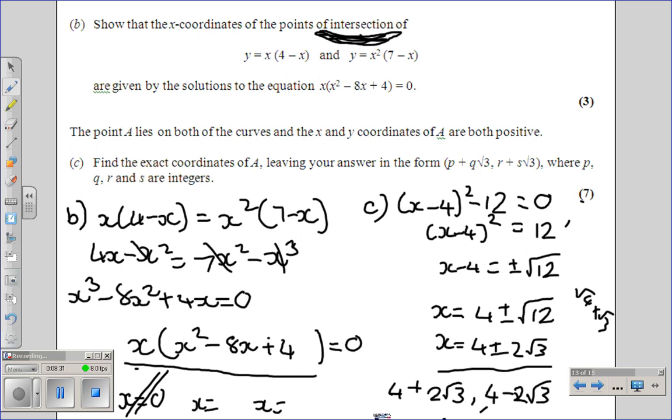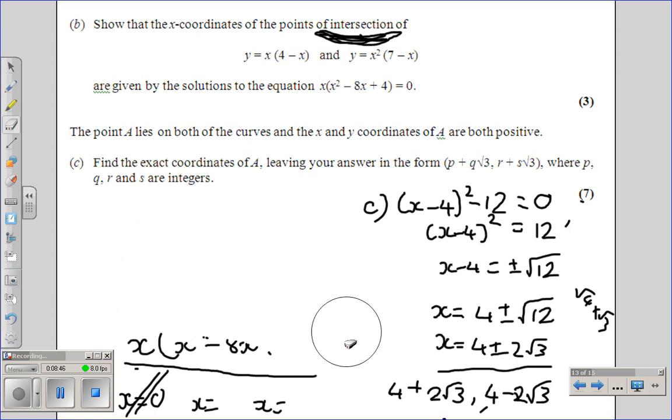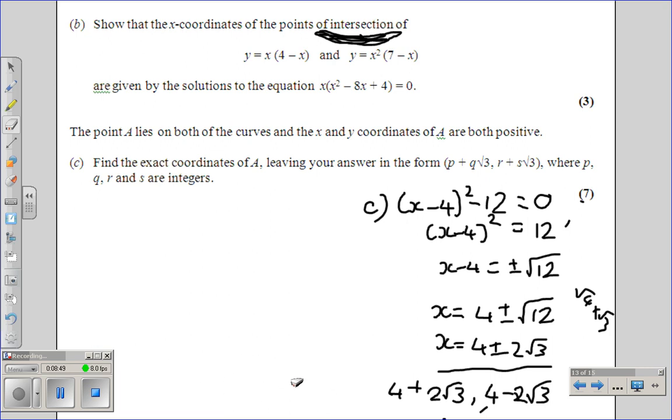It would be nice if we could, because then we could just substitute that in one of these and get the y coordinate, but at the minute we can't get rid of them. So what I'm going to do, and this is why it's 7 marks, we're going to have to do a bit more work, but I'm going to get rid of this because we don't need this anymore. We need to decide which one of these x coordinates, when we substitute it into one of these, gives us a positive y coordinate, because one of them must give us a negative y coordinate, and we can eliminate that.